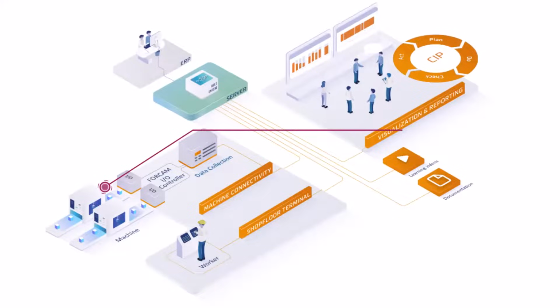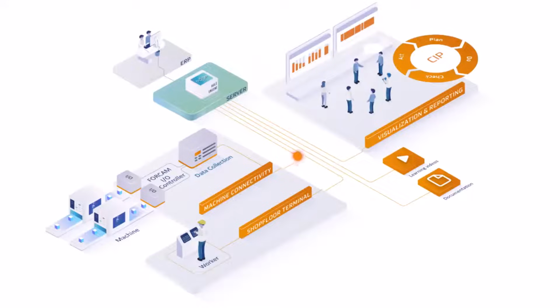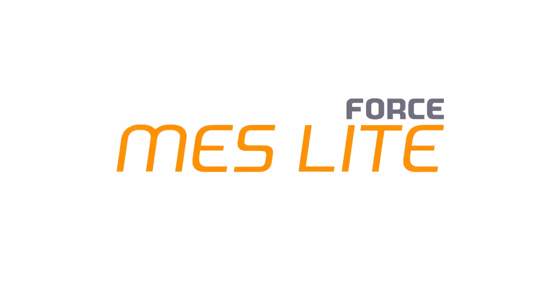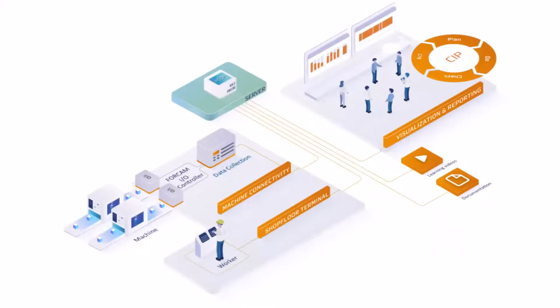Your machine park is easily and cost-effectively digitized by the trusted I/O controller, and from now on provides reliable and valuable information from your production. MES LITE is available in two packages, Availability and OEE. Availability forms the basis for the shop floor data collection.